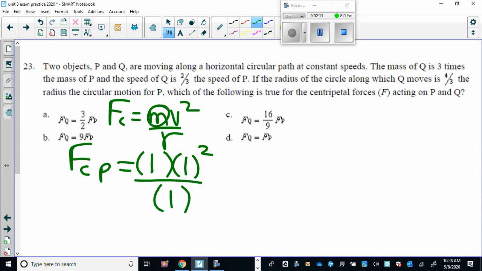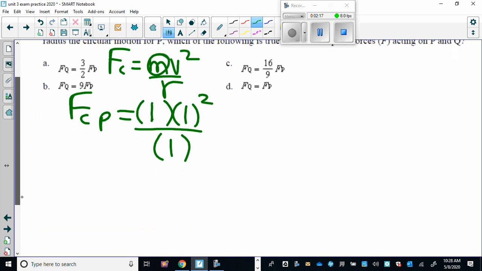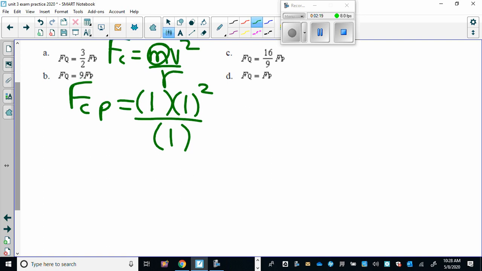So this question is actually pretty straightforward because everything for P is 1. They're telling you how Q relates to P. And if we do this operation here, we simply get the centripetal force of P is 1. What's the centripetal force of Q?